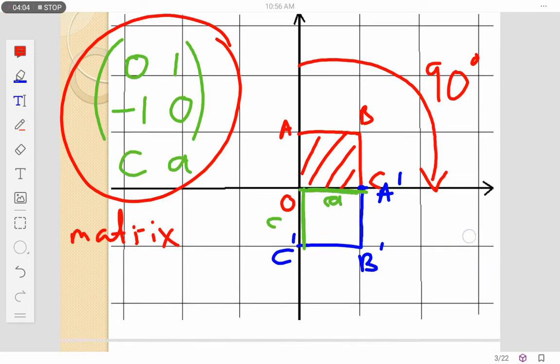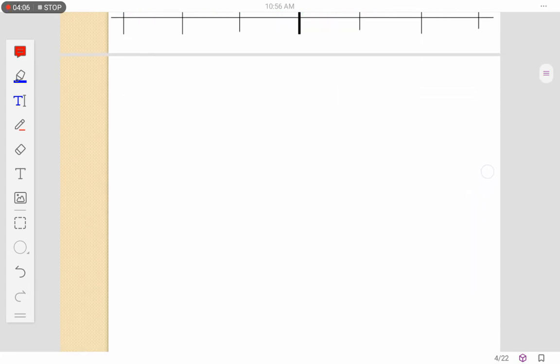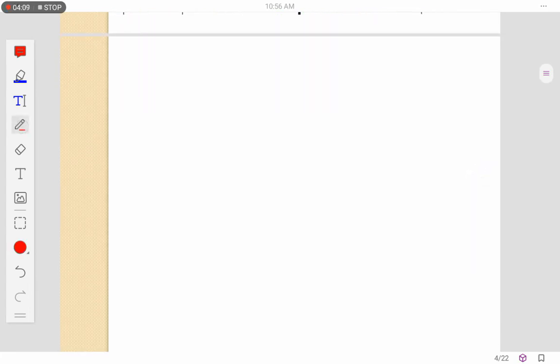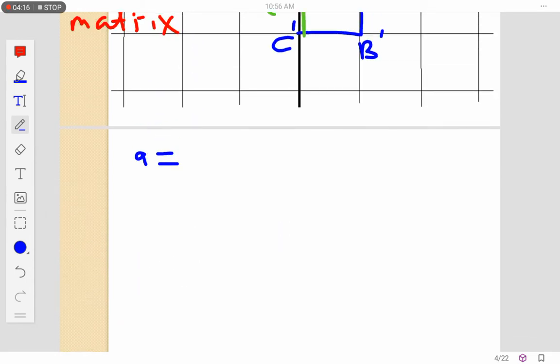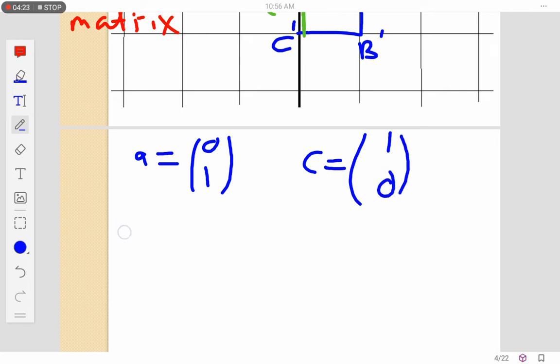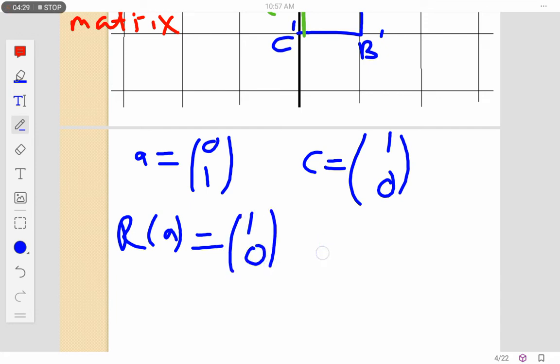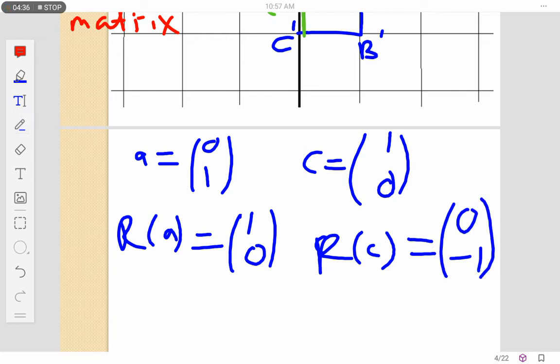I'm going to show you the second method of calculation. I'm taking the same item. Remember our initial position for A was its unit vector 0, 1, and for C was 1, 0. After rotation, our A was now on 1, 0, and our C after rotation was now on 0, minus 1. I'm going to use that information.